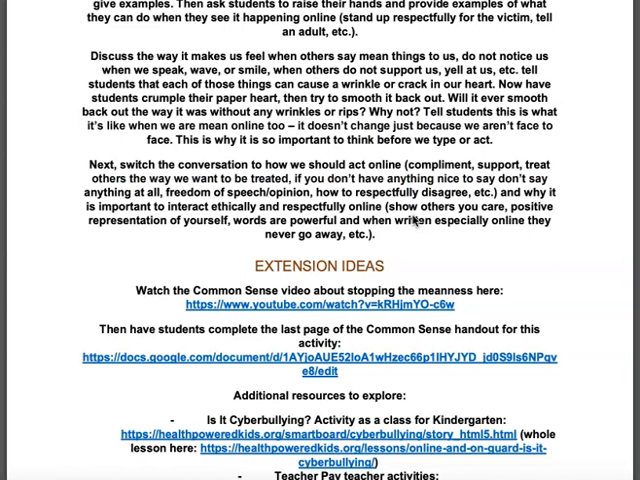We also discussed why it's important to interact ethically and respectfully online, because we want to show others we care. We have a reputation to uphold that is positive. Our words are powerful, and when they are written, and especially when they're online, that they never go away. So we also discussed that as well.